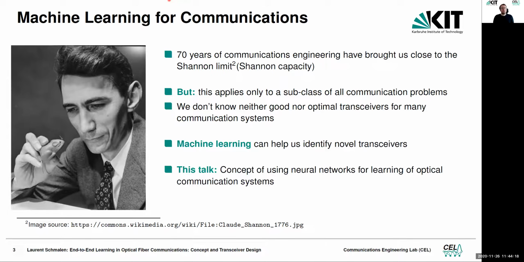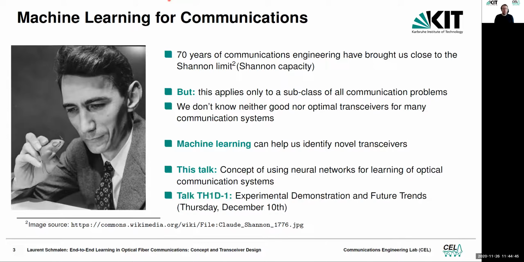So a very natural question to ask is, can machine learning help us to identify and learn novel transceiver concepts and novel transceivers? And in this talk, I'm looking at the concept of using neural networks to help us learn optical communication systems. And actually, this is part of a two-talk series. By luck, my PhD student Boris Karanov also got invited for a talk, so we decided to split our work into two presentations. In this talk, I will briefly talk about the basic concept and design guidelines, and Boris will talk about experimental demonstration, future topics, and an outlook in his presentation that's given on Thursday.